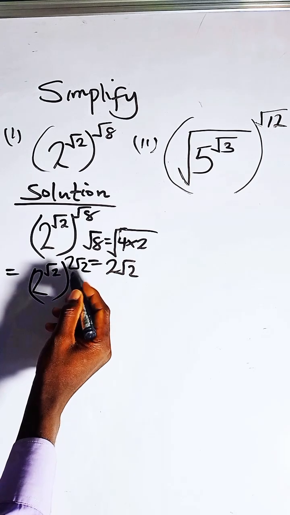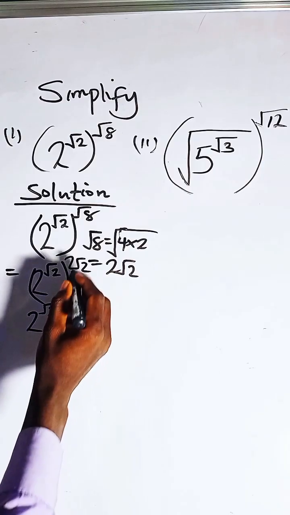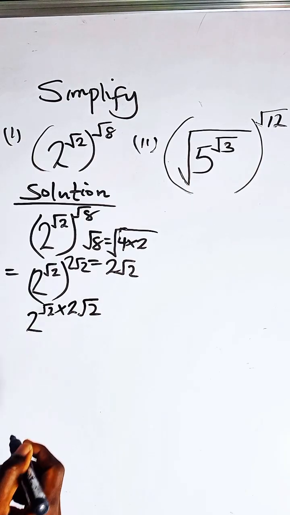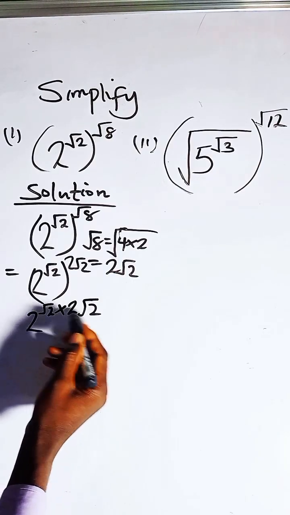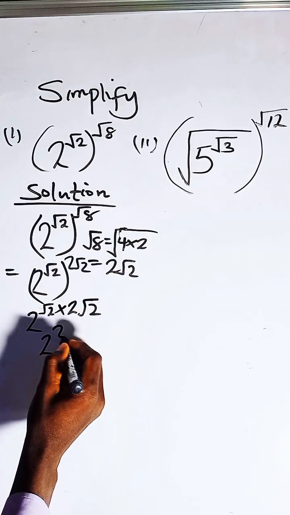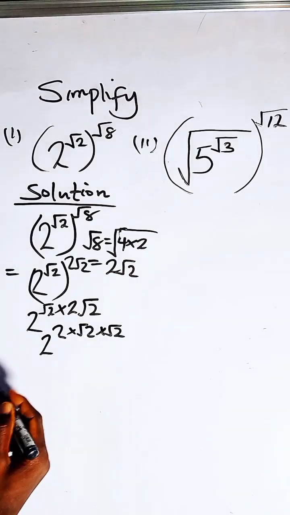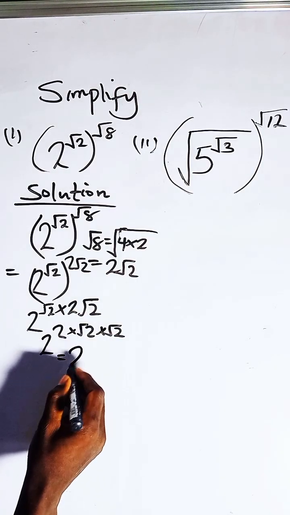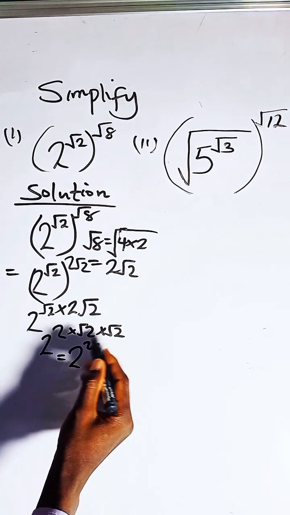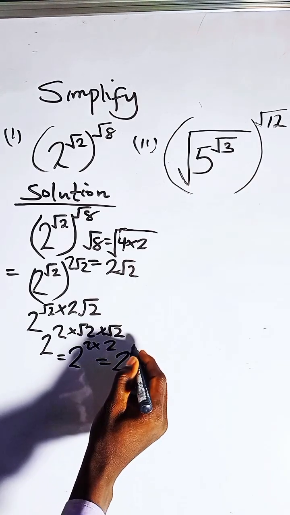So let us apply the exponent rule. We have 2 raised to the power root 2 times 2 root 2. When we are multiplying the same roots, we have 2 raised to the power 2 times root 2 times root 2. Root 2 times root 2, since it's the same root, makes 2. So we have our answer as 2 raised to the power 4.